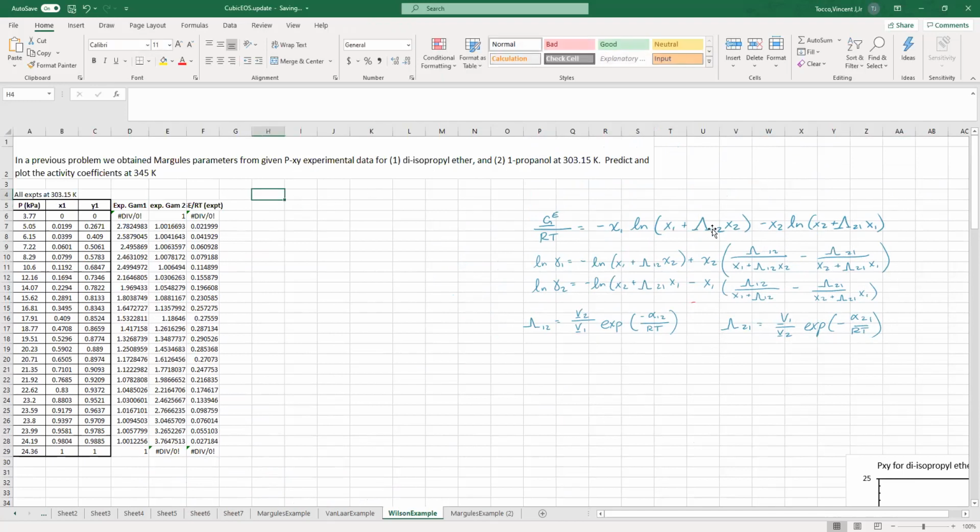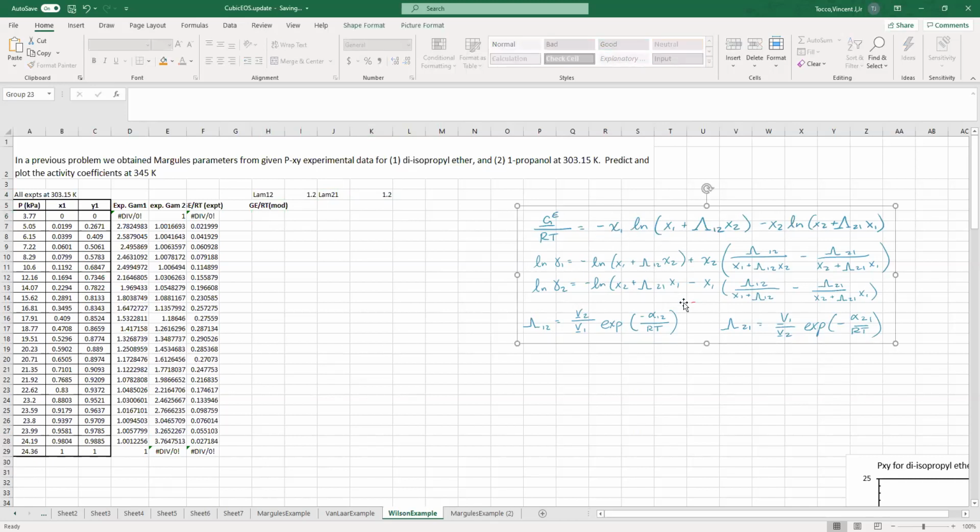The Wilson model has 2 parameters, lambda 1,2 and lambda 2,1. Lam 1,2, lam 2,1, and I need some initial guesses. Let's just say 1.2 for both. It doesn't matter what your initial guesses are, of course. So let's have a column for GE over RT from the model. And that equation is given in the first heading here. So again, I took this exactly from our notes, and I'm missing a parenthesis there. So just make sure you put that into your notes as well.